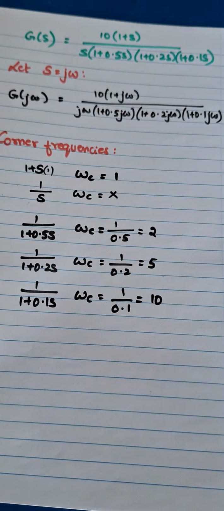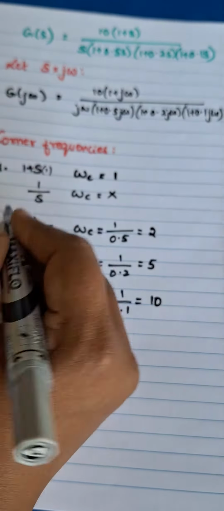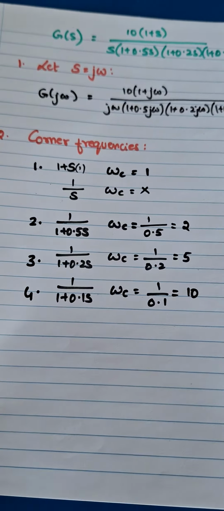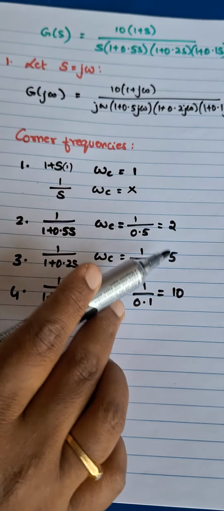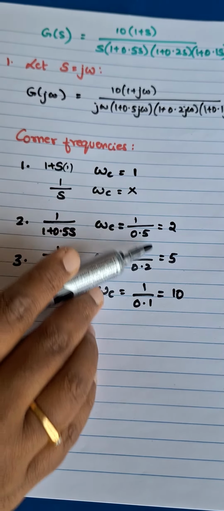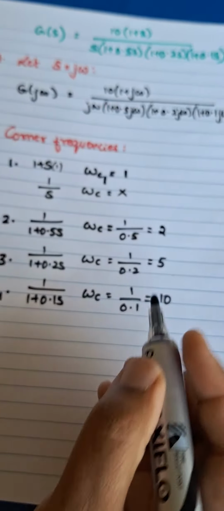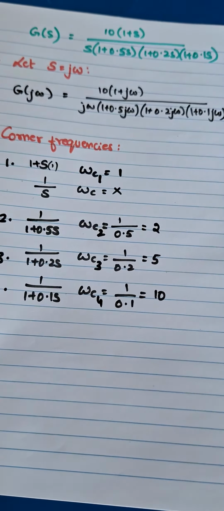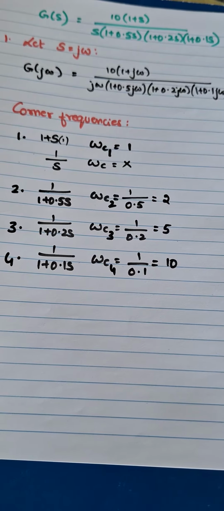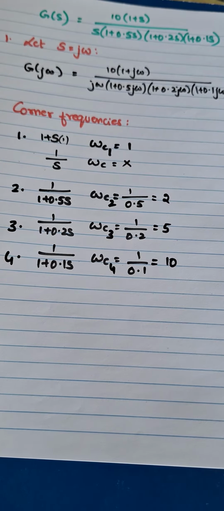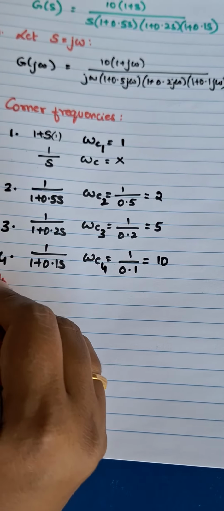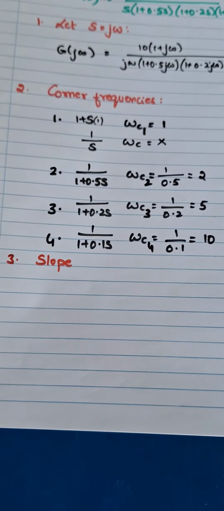So now what are my corner frequencies? This is 1, this is 2, this is 3 and this is 4. I have 4 corner frequencies: 1, 2, 5, 10. The corner frequencies should be in increasing order, so I am naming them as omega c1, omega c2, omega c3, omega c4. So these are my 4 corner frequencies. Once I am done with the corner frequencies, the third step is the slope, to find the change in slope.